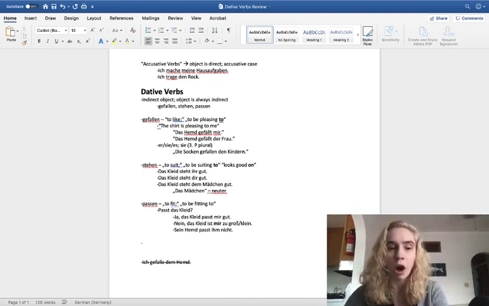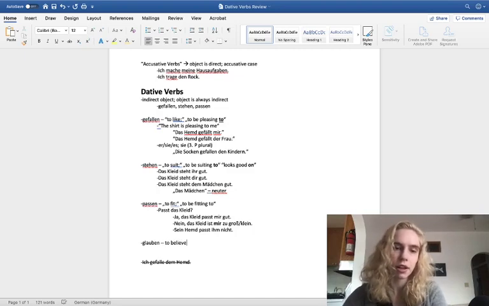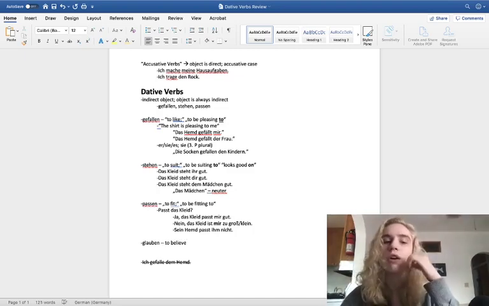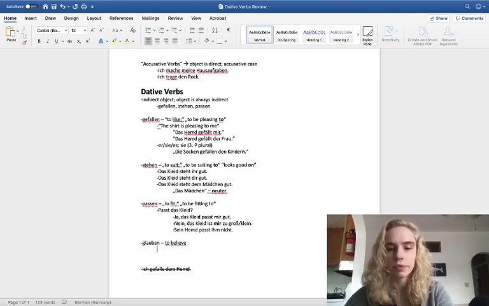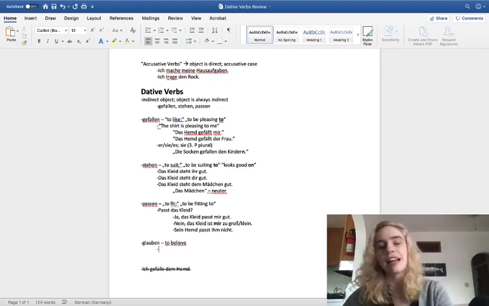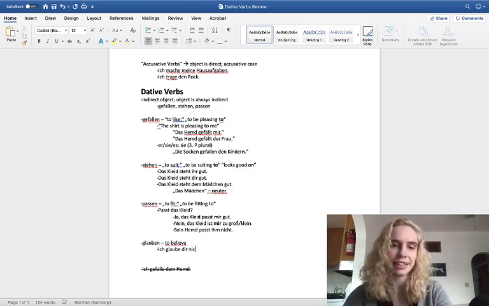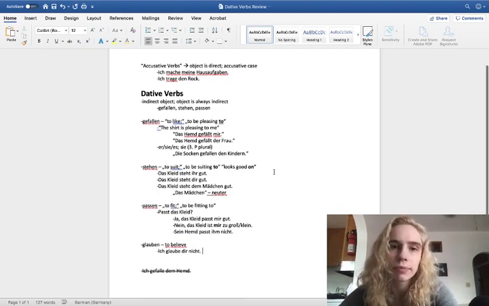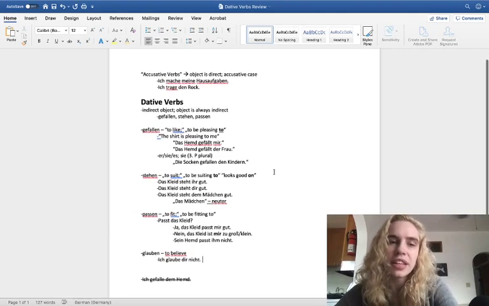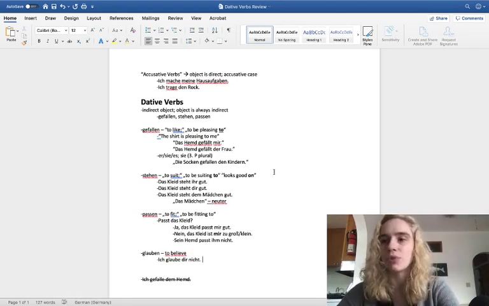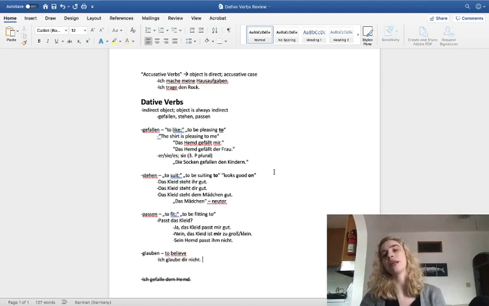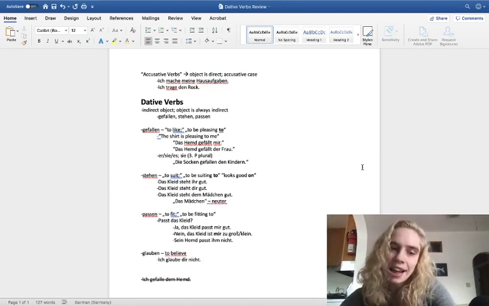For example, glauben, to believe. So that's saying, like, I don't believe you. So I don't believe in what you're saying. I don't believe you. Ich glaube dir nicht. So dative verbs, I think, just look at the ones that you have in your vocabulary. I believe they're all in the chapter about fashion.